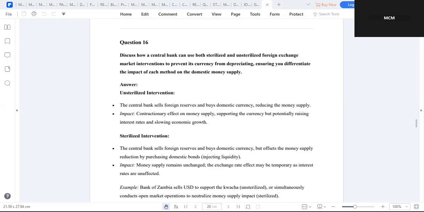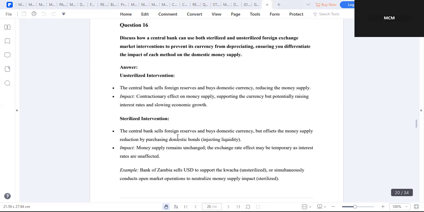So I'd give an illustration where the Bank of Zambia will sell 10 million US dollar reserves. This will actually mean they want to absorb kwacha back. So it will reduce the money supply and will stabilize the value of the kwacha. And we also have what we call the sterilized interventions. Sterilized interventions are ways in which the central bank will sell foreign reserves to buy domestic currency.